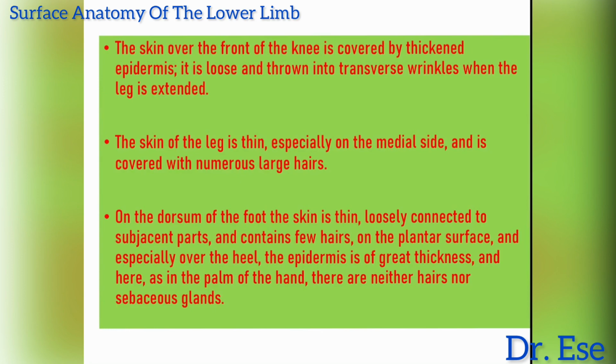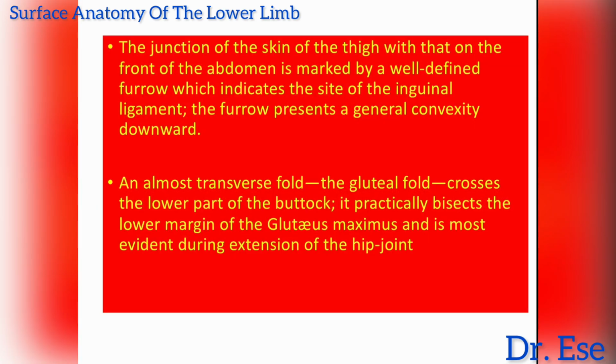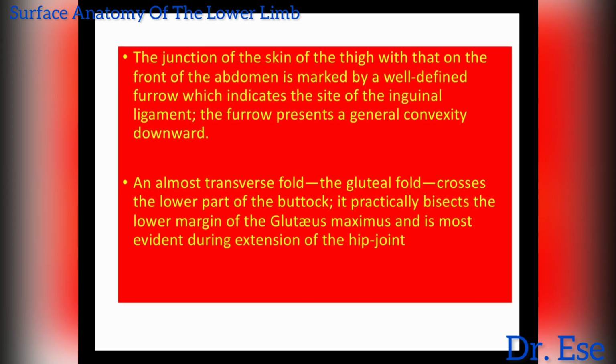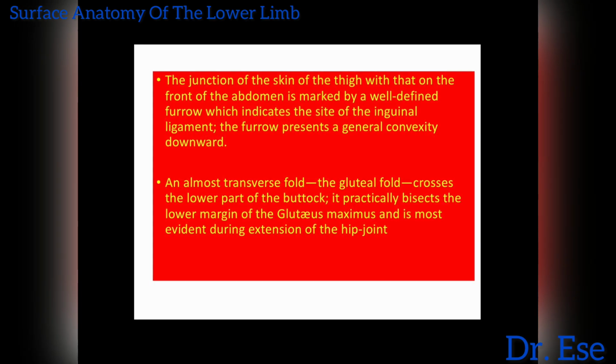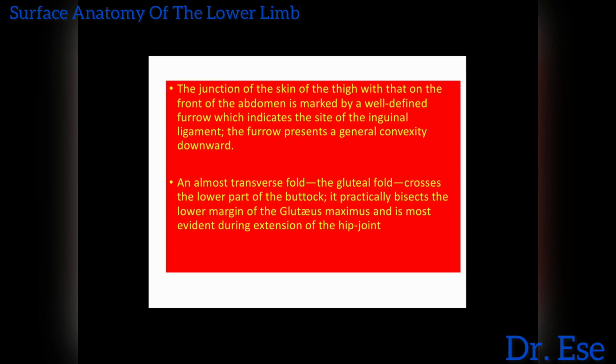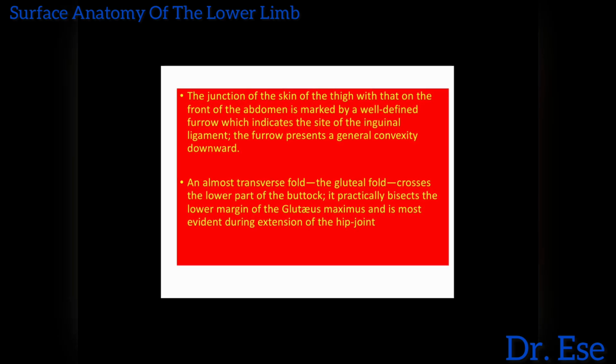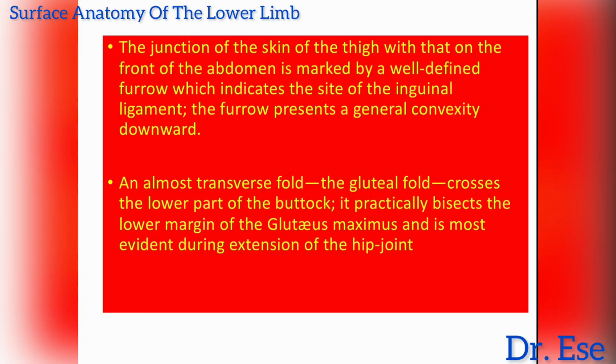the epidermis is of great thickness, and here, as in the palm of the hand, there are neither hairs nor sebaceous glands. The junction of the skin of the thigh with that on the front of the abdomen is marked by a well-defined furrow which indicates the site of the inguinal ligament. The furrow presents a general convexity downward. An almost transverse fold, the gluteal fold, crosses the lower part of the buttocks. It practically bisects the lower margin of the gluteus maximus and is most evident during extension of the hip joint.